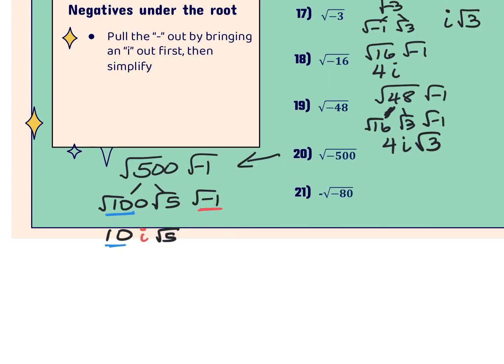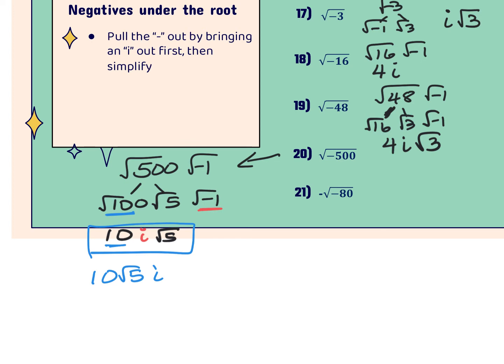Remember, all three of these are being multiplied. So if you ever see something like this, it's the same thing. Just remember the 10, the i, and the square root of 5 are all being multiplied. Generally, you'll see it with the number, the i, and then the radical.